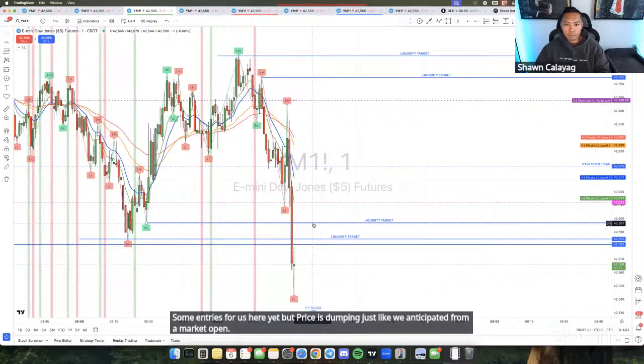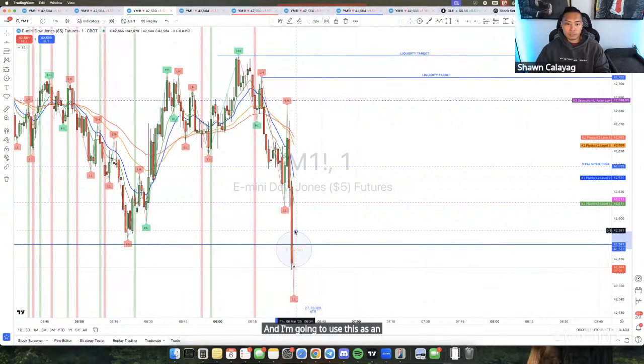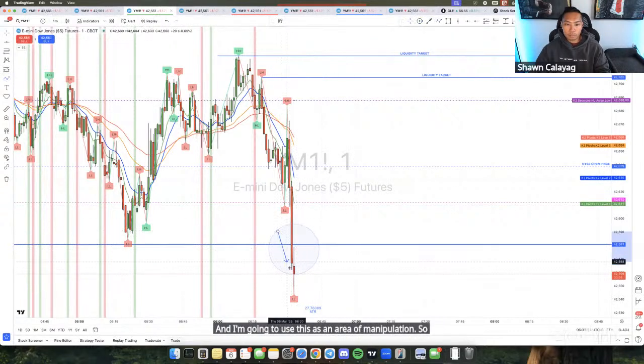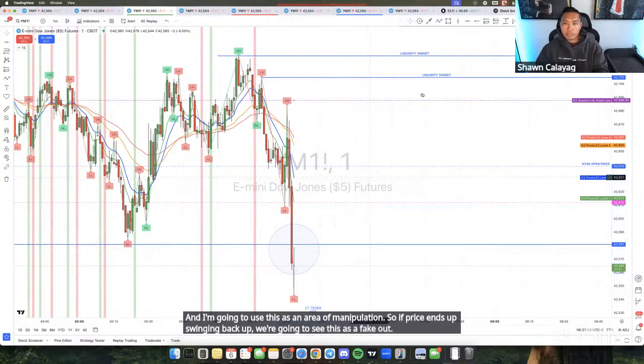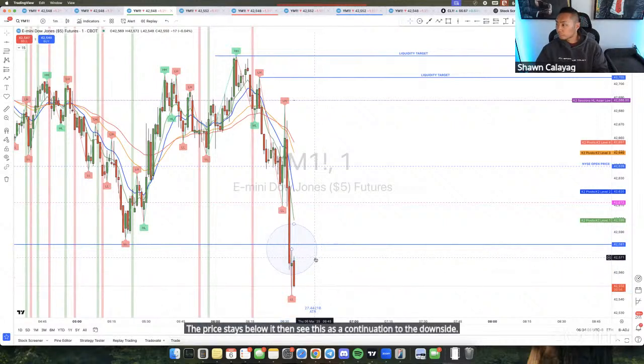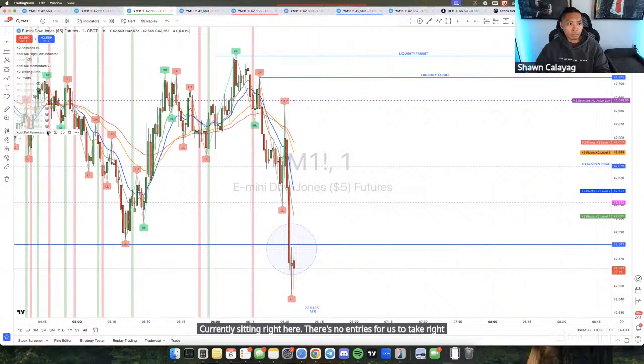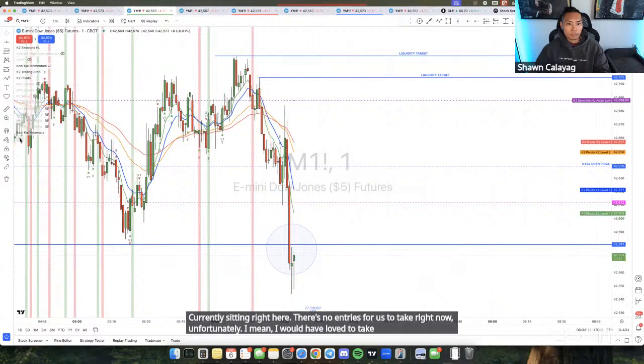So liquidity here got knocked out, guys. I'm going to leave the lower liquidity level, and I'm going to use this as an area of manipulation. If price ends up swinging back up, we're going to see this as a fake out. If price stays below it, then we see this as a continuation to the downside. Currently sitting right here, there are no entries for us to take right now, fortunately. I would have loved to take an MPS down here, but we just don't have that.